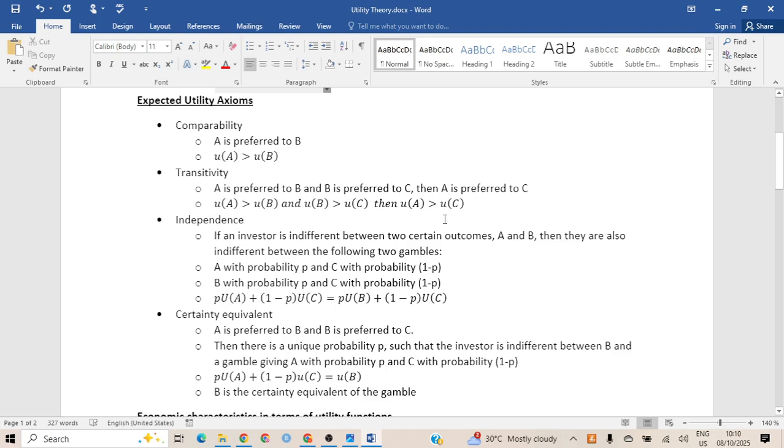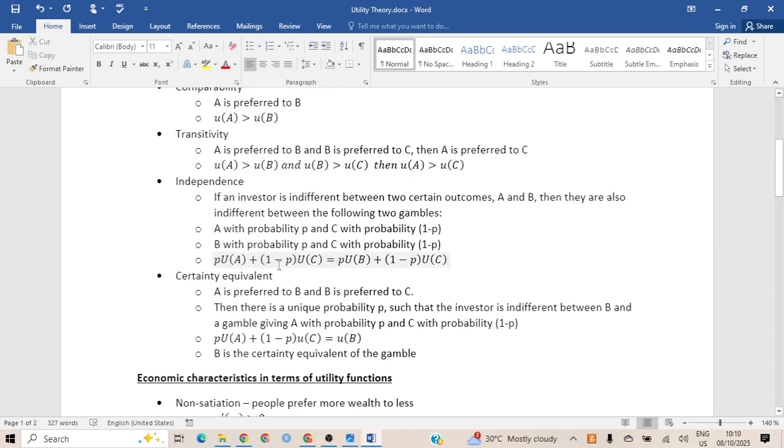The third axiom is independence. If an investor is indifferent between two certain outcomes, outcome A and B, then they are also indifferent between the following two gambles. The first gamble is A with probability P and C with probability 1 minus P, and the second gamble is B with probability P and C with probability 1 minus P. In terms of utility functions, that will be written as P utility of A plus 1 minus P utility of C, that will be indifferent to P utility of B plus 1 minus P utility of C. The investor will find a hard time choosing which gamble to choose.